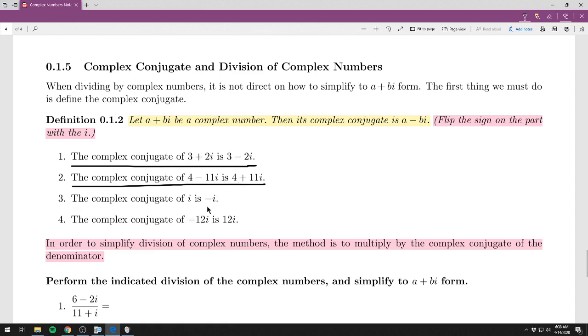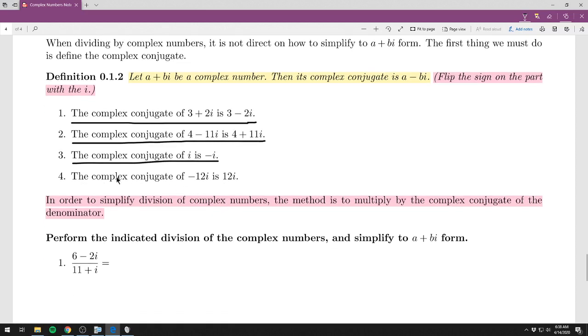The complex conjugate of i, you don't have to have a real part here. You still follow the same rule. The complex conjugate of i is negative i. And the last example, just the opposite way. The complex conjugate of negative 12i is positive 12i. Right, so in every single one of these, we're taking the part with i and switching the sign. It doesn't matter if there's a real part or not. One thing I would mention is that we don't talk about complex conjugates if there's no complex or imaginary part.